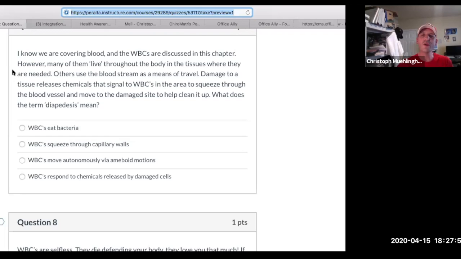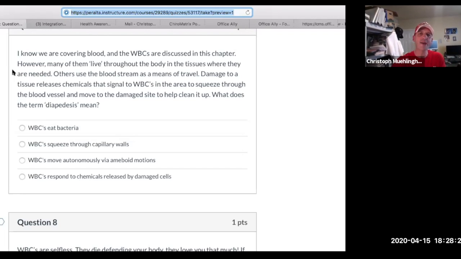I know we are covering blood, and the white blood cells are discussed in this chapter. However, many of them live throughout the body in the tissues where they are needed. Again, white blood cells are immune cells, so they help us defend against immune problems. Others use the bloodstream for travel. Damage to tissues releases chemicals that signal to the white blood cells in the area to squeeze through the blood vessels and move to the damaged sites to help clean it up.